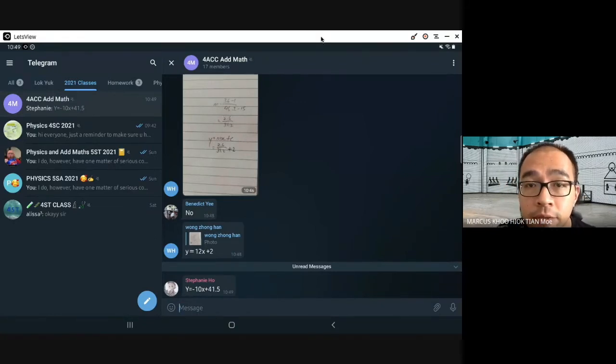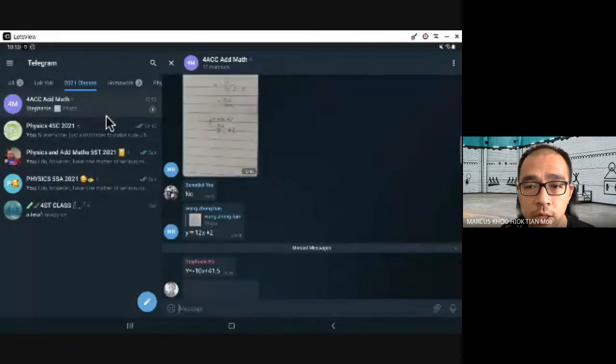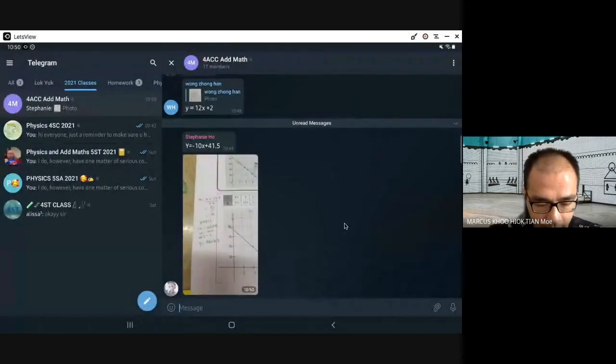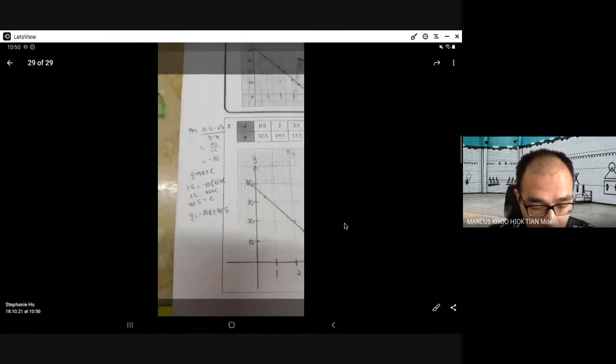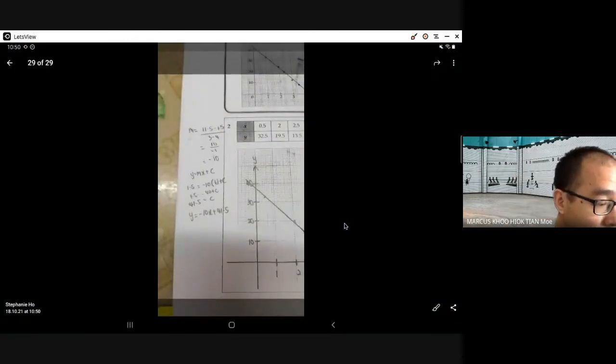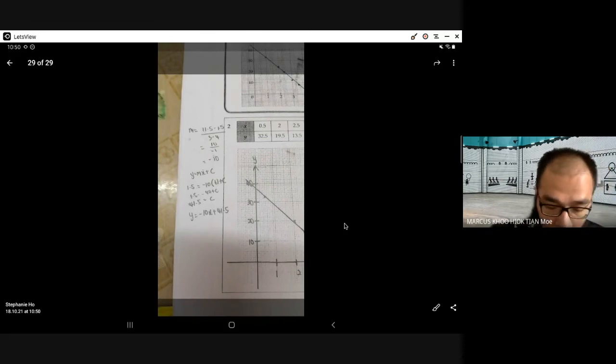Okay, Stephanie, can you take a photo of your work and show us, please? I think it's probably correct, but I just want to double check. Can you show us your work? How about you? Sorry, is Freya still here? Freya, okay, Freya is still here. How about you, Freya? Are you okay? All right, let's take a look at Stephanie's one. So she used 11.5 and 1.5. Okay, 3 and 4. So you get minus 10.